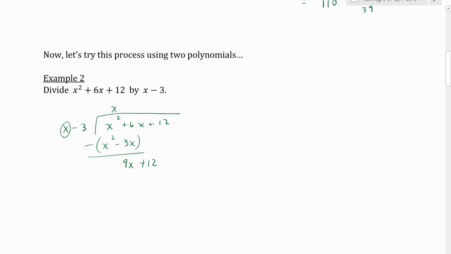Now look at it again. What do you multiply x by to make it 9x? A positive 9. And then I multiply this out and subtract it. 9x minus 9x is gone. 12 minus a negative 27 means 12 plus 27, which is 39. So the answer to this, it goes x plus 9 full times with a positive 39 out of what I was dividing by, left over.